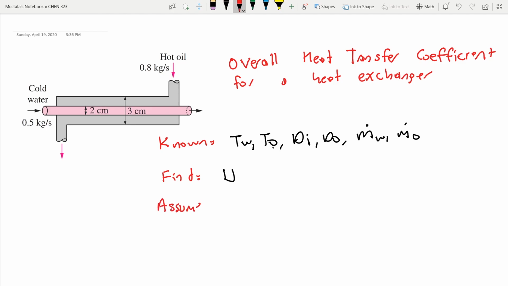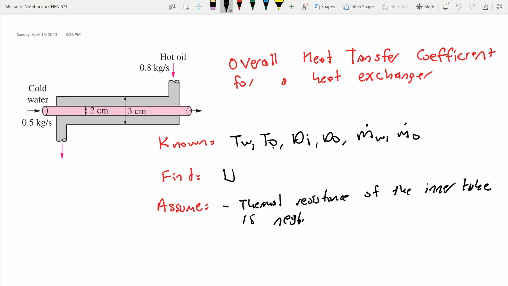So we'll assume the thermal resistance of the inner tube is negligible. Since we don't know the thickness of the wall, that already implies that we need to omit it. So we'll assume the flow is fully developed for oil and water.